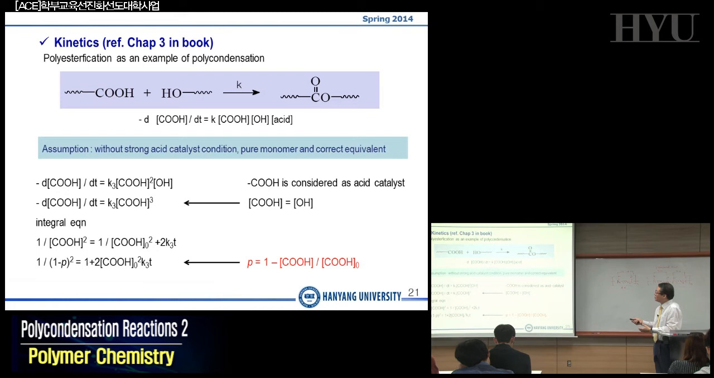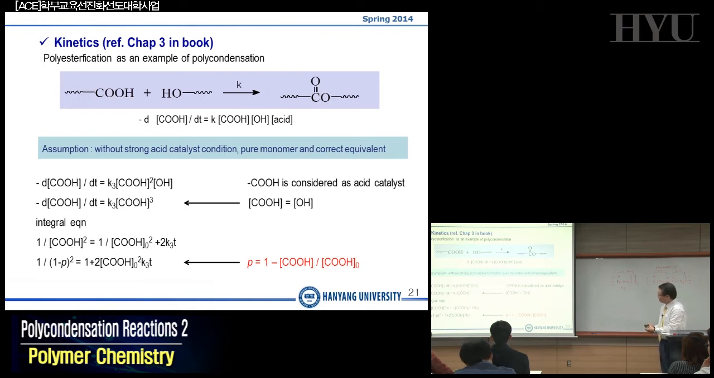So minus d COOH divided by dt, which means that the consumption rate of your carboxylic acid, is equal to the rate constant K times the concentration of reactants of each case plus any catalyst that should have been used. Generally, esterification needs the acid as a catalyst. So acid concentration could be put in here if it's not negligible. If it's a very small amount, then of course you can cancel this out. So it could be a very simple equation.